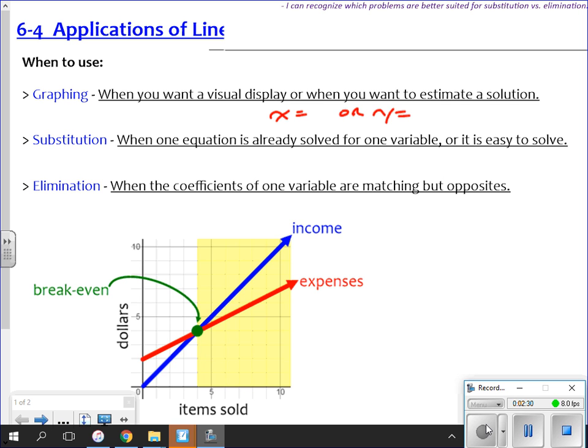If I have y equals or x equals, I do substitution. Let the equations dictate what's going on. Let what you have in front of you, let what the problems are, dictate what's going on.